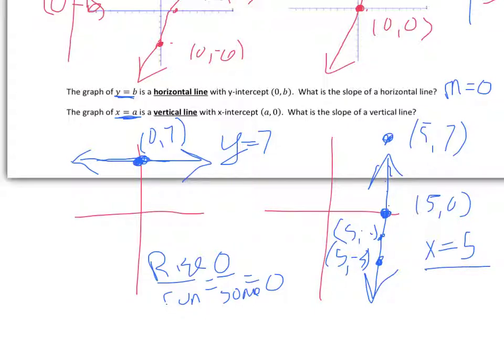Similar thing with this horizontal line, because all of the y values, something, 7, over here, something, 7, all the y's are 7, that's why we get the equation y equals 7.